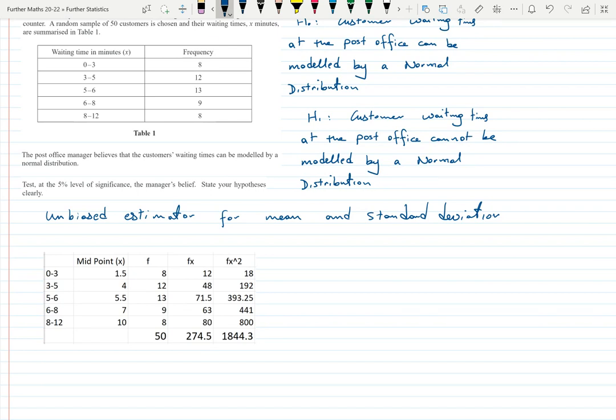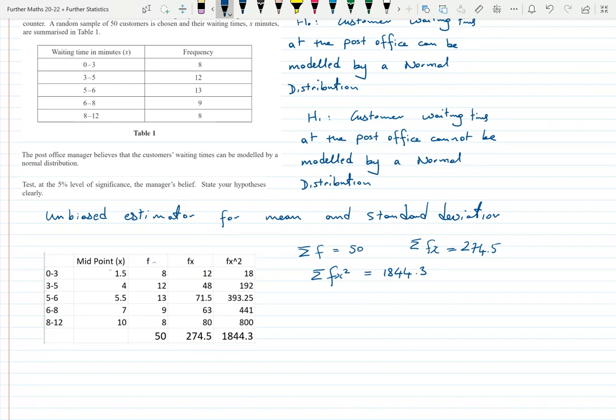So the midpoint of 0 to 3 is 1.5 and so on. I've got a table of frequencies, that's just those. And then I've got a column of frequency times the midpoint, f times x, and the midpoint squared times the frequency, which gives me my summary data: sigma f equals 50, and sigma fx equals 274.5. And sigma fx squared equals 1844.3.